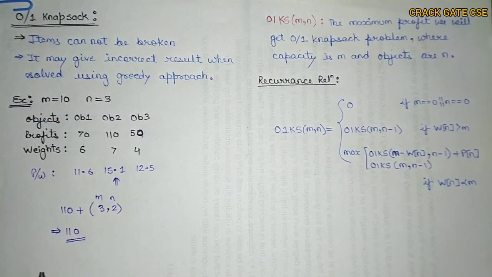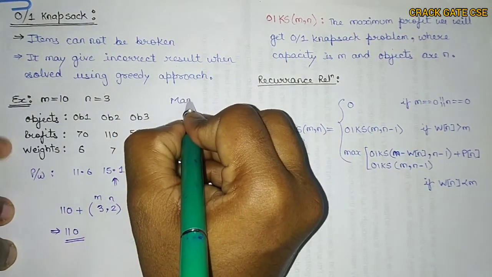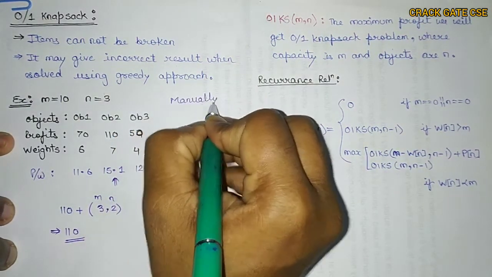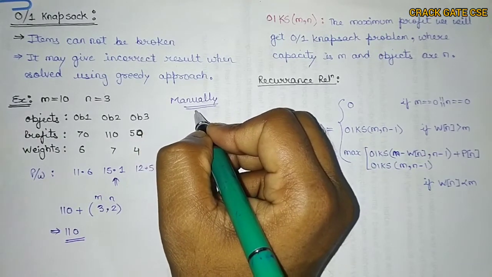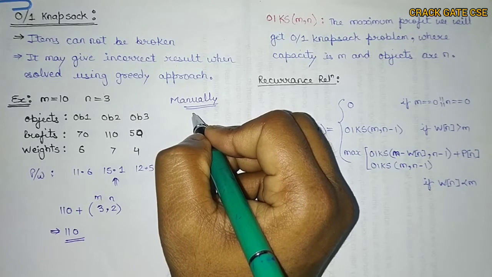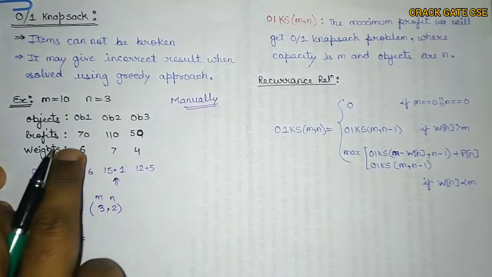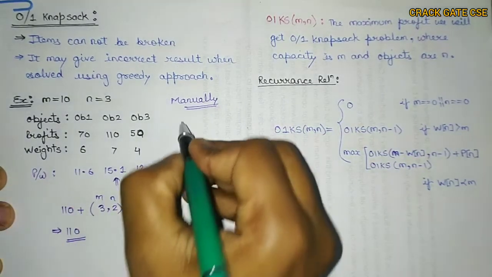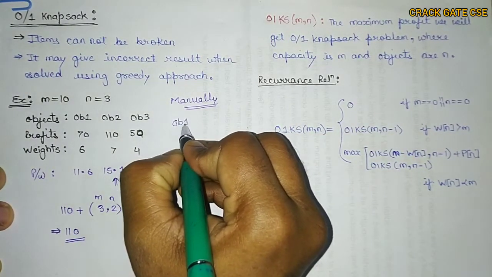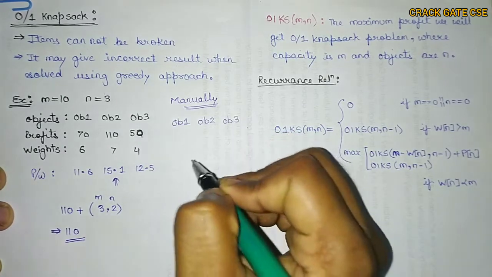But whether this is the correct answer, now let's try to find out using the manual approach. Why am I using the dynamic programming approach here? Because in dynamic programming we try to find all the possible solutions which exist for a particular problem. So here I have 3 objects: object 1, object 2 and object 3.